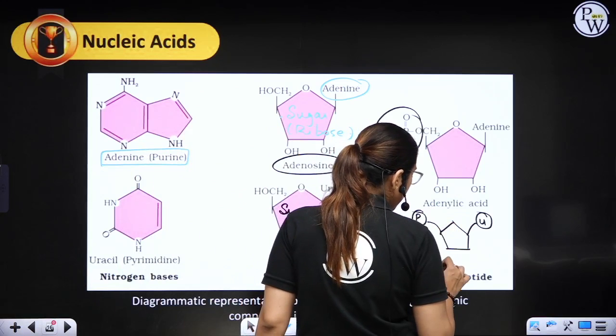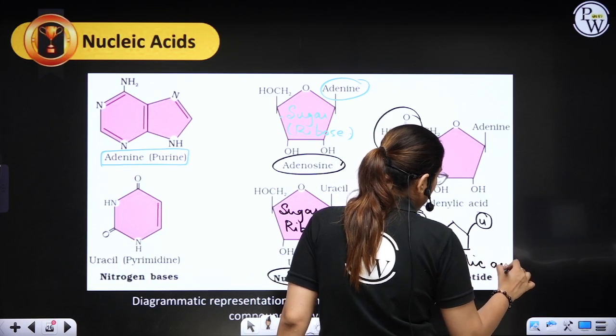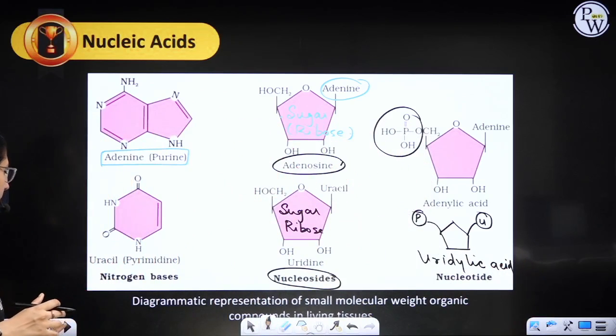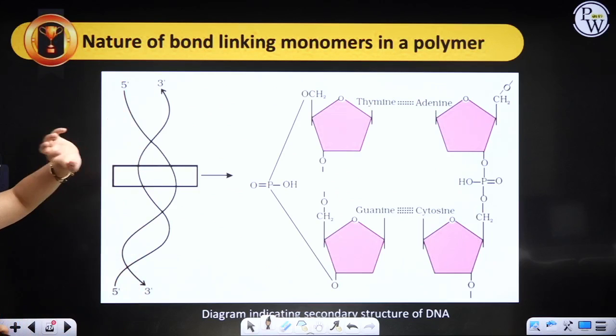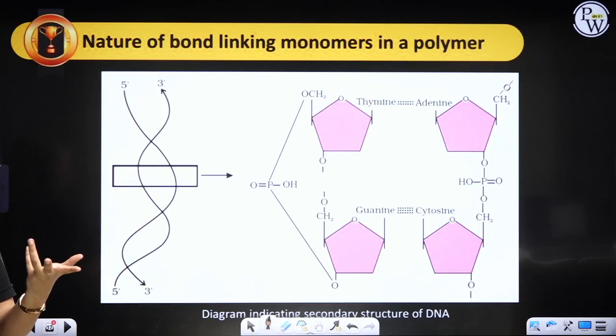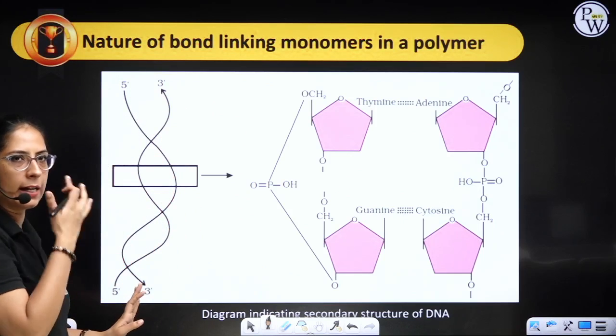I'll write it here, uridylic acid. What will be the name? Uridylic acid, nucleic acid. Clear? Now when you look at the DNA, the nature of the bond linking the monomers in a polymer. So basically I told you this is a polymeric chain, a polynucleotide chain. Now this is how the DNA looks like. Let's take an example of the DNA.